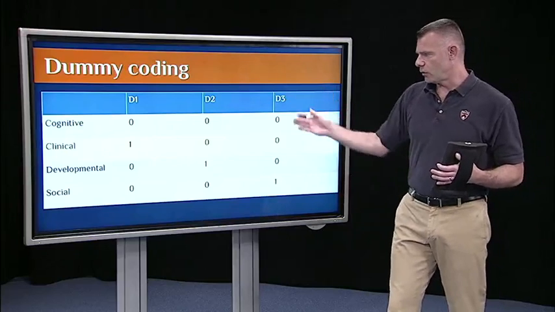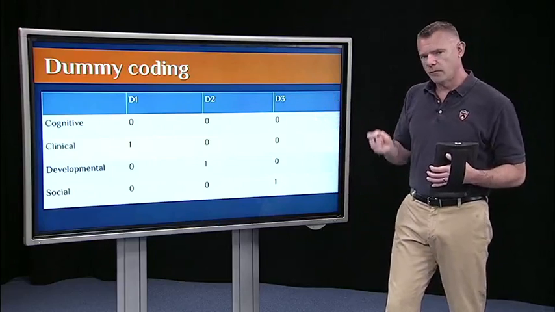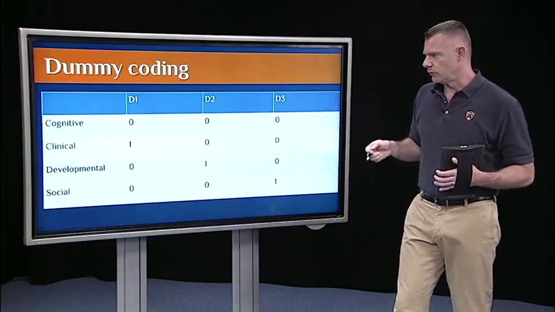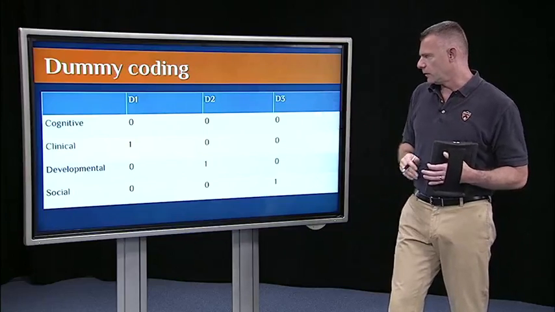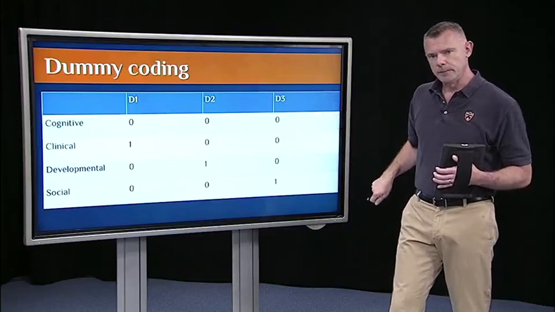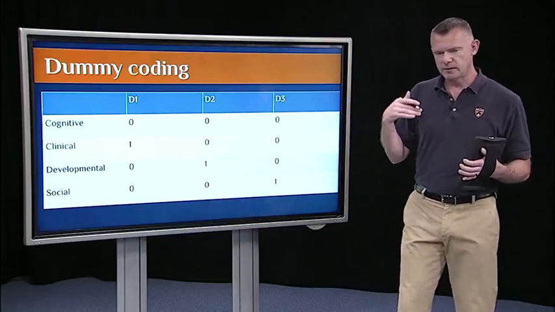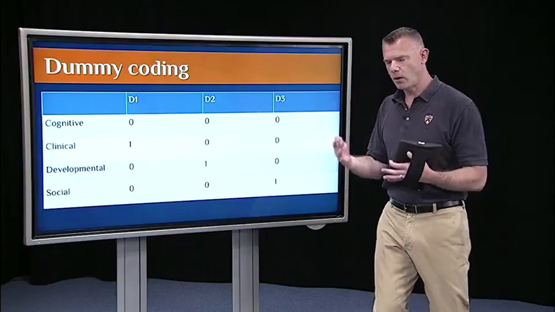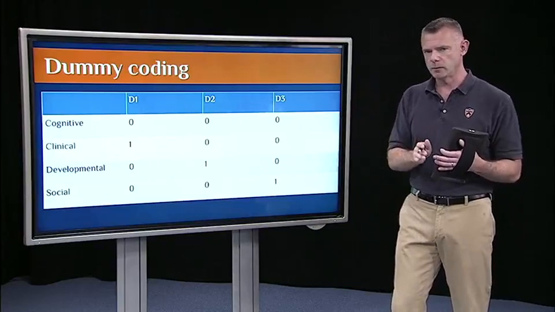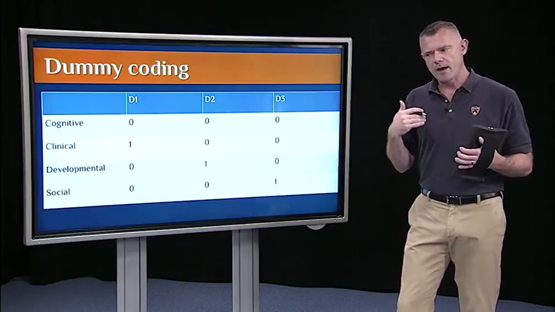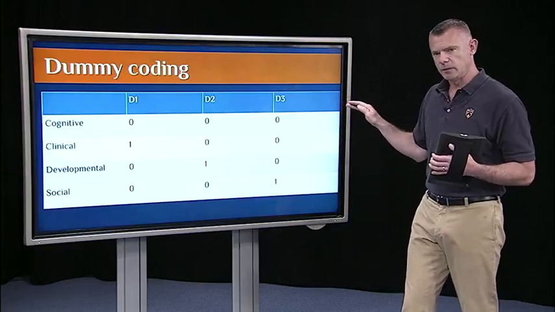Then you just code each group with a 1 for one of the dummy codes. So the clinical group got a 1 in D1, the developmental in D2, and social in D3. This may look a little bit odd, and a lot of students tend to think that you need 4 codes if there's 4 groups, but remember it's always the number of groups minus 1. And if you think about how the regression equation works, this might start to make a little bit of sense.